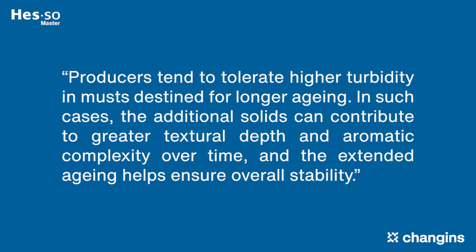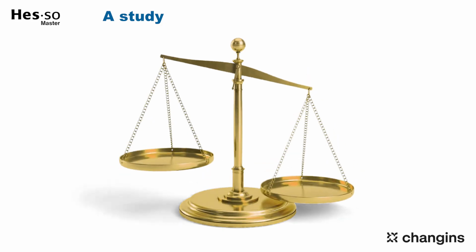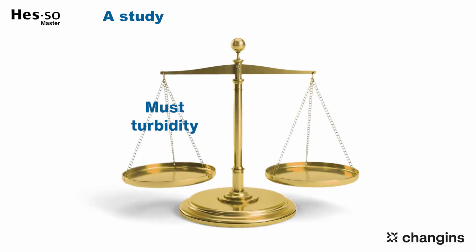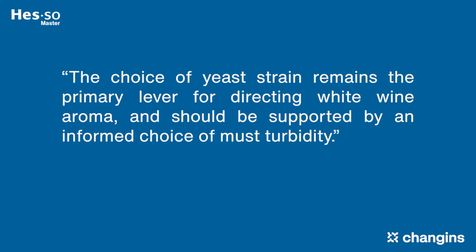A second important finding from the same study is worth emphasizing. The authors demonstrated that the variability attributable to must turbidity within the range investigated is actually lower than the variability observed due to yeast strain selection. This is a key takeaway. The choice of yeast strain remains the primary lever for directing white wine aroma and should be supported by an informed choice of must turbidity.